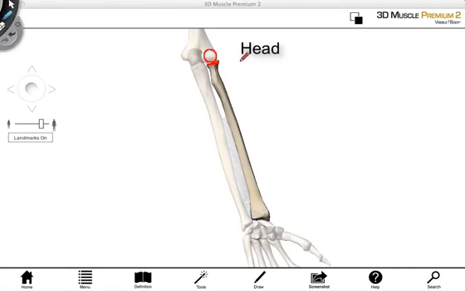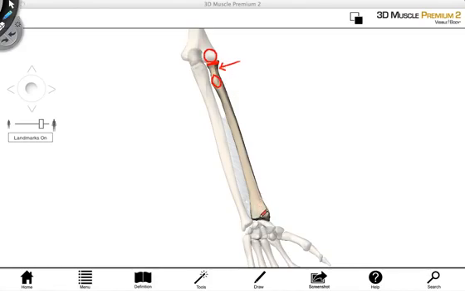Just distal to the head, this is where we find the neck of the radius, similar to other long bones. And distal to the neck, we have a prominence here, which is called the radial tuberosity. The radial tuberosity is a projection on the bone where biceps brachii will attach.